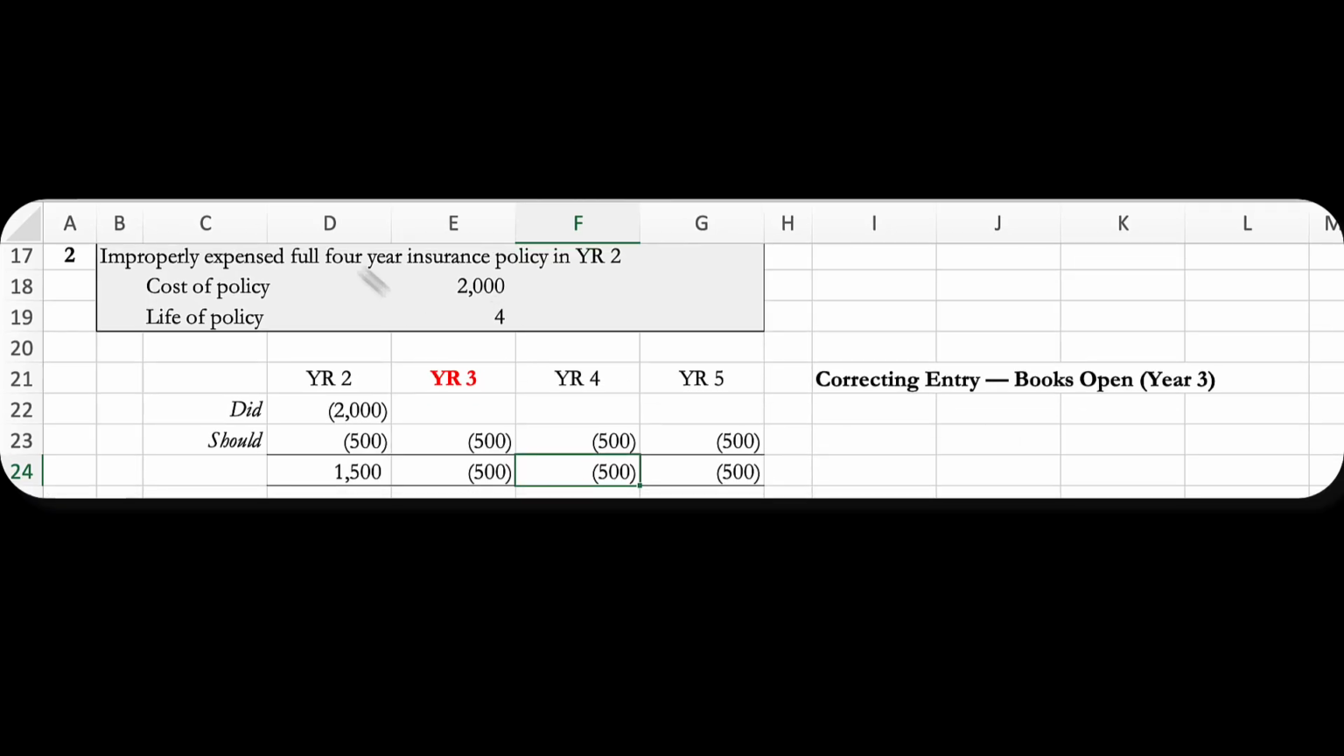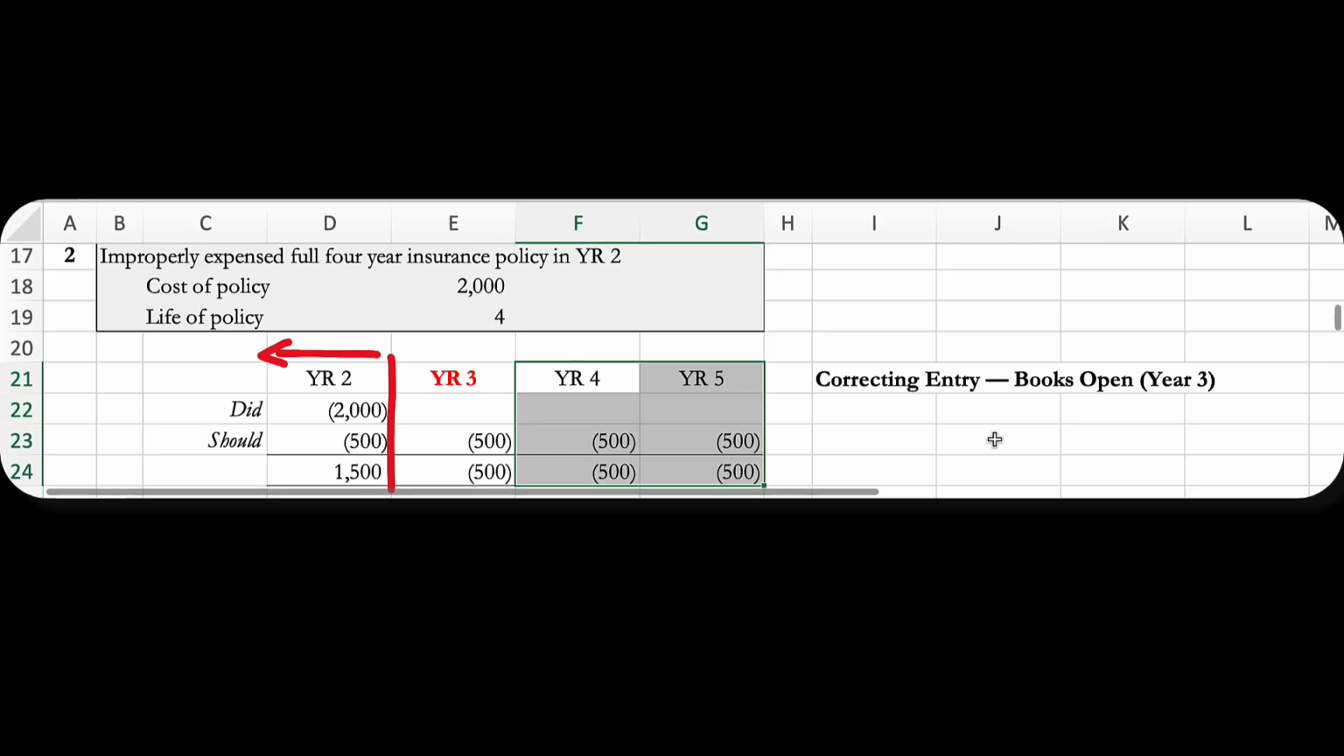To correct this, I need to think about whether my books are open. So in year 3, if the books are open, I'm going to draw my red line right here. This is where the books have been closed. They were closed at the end of year 2. So anything to the left of this line is what's wrong with retained earnings. Anything to the right of this line is either wrong with the current year revenue and expense accounts or potentially balance sheet accounts for the future years.